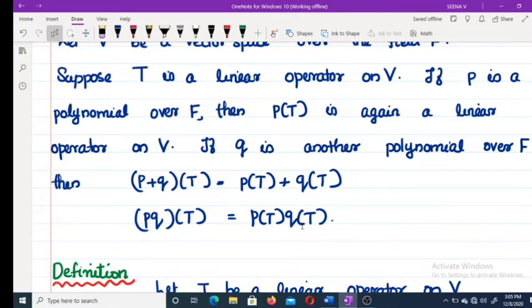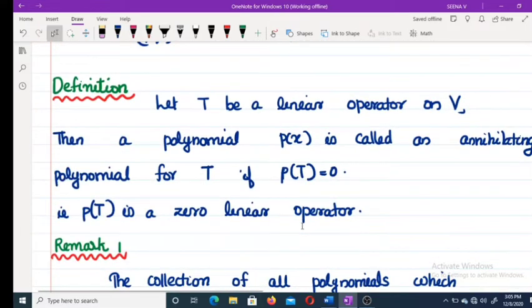Now moving to the definition, let T be a linear operator on V. Then a polynomial p of x is called an annihilating polynomial for T if p of T equals 0, that is, 0 means the zero linear operator on V. Then we call the polynomial p of x an annihilating polynomial for T.